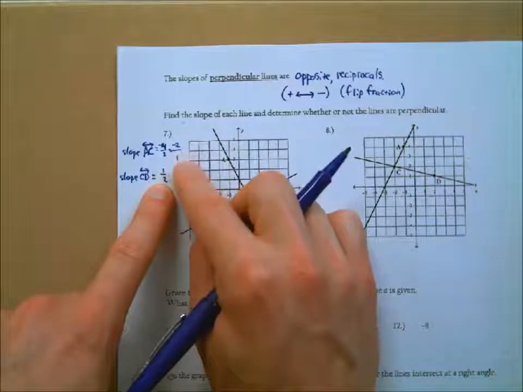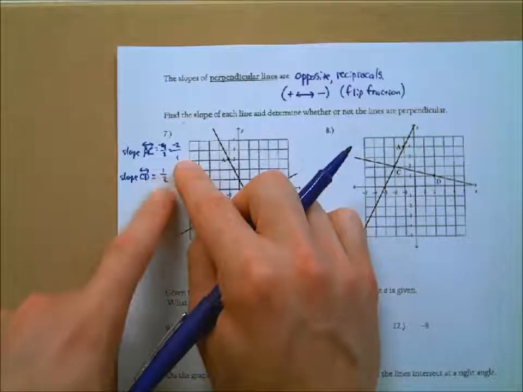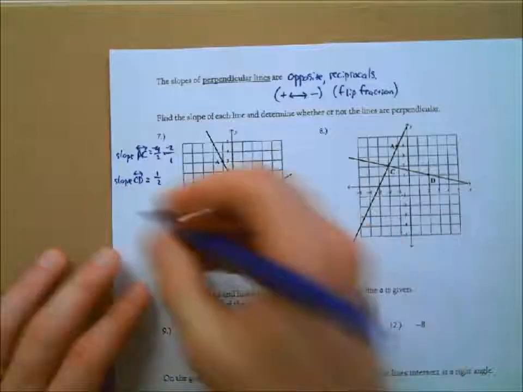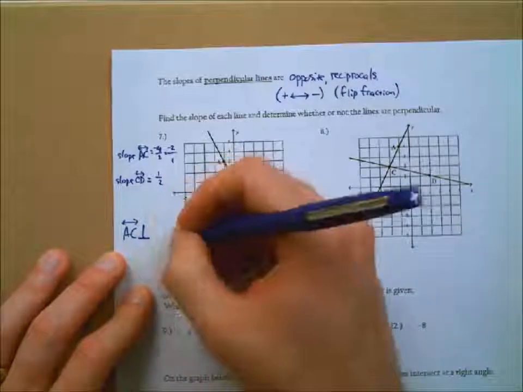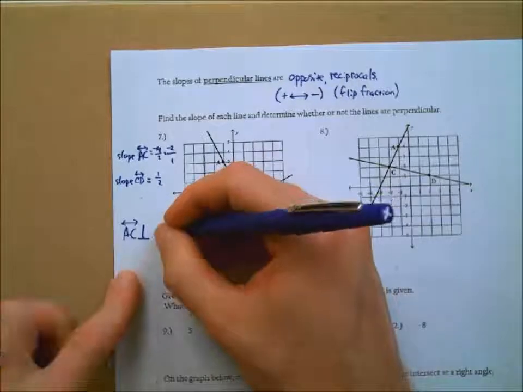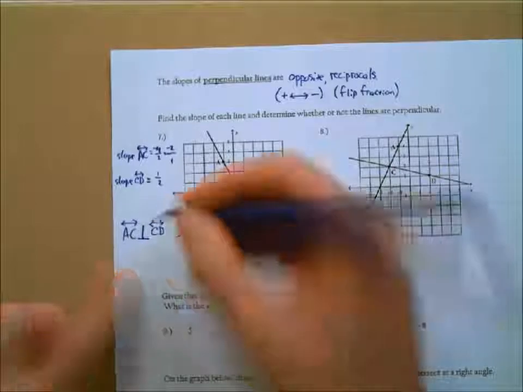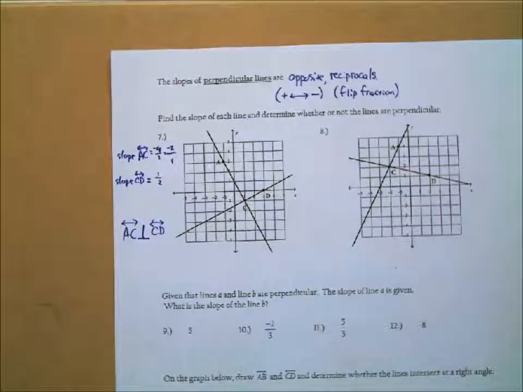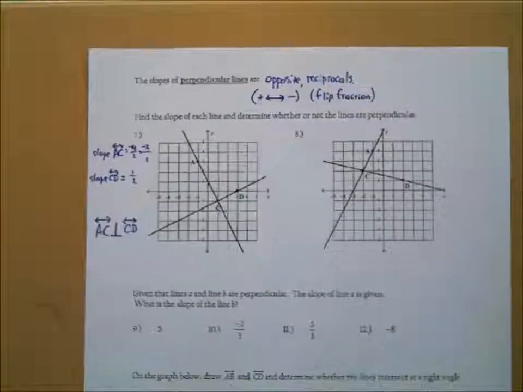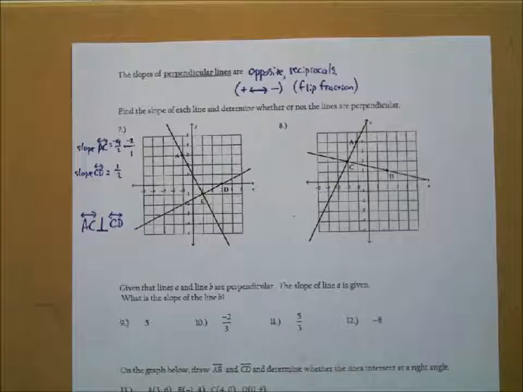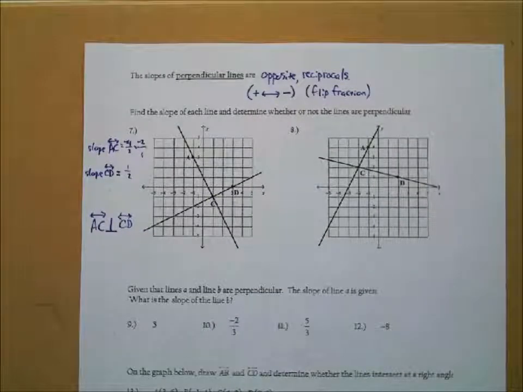Okay. And so do our slopes strengthen our idea that these were perpendicular? Does it confirm it? Yes, they're opposite: positive 1/2, negative 2 over 1, and they're reciprocals, 1 over 2, 2 over 1. So remember we can use our symbol, line AC, perpendicular, the upside down capital T, to line CD. Go ahead, take a minute, try number 8.